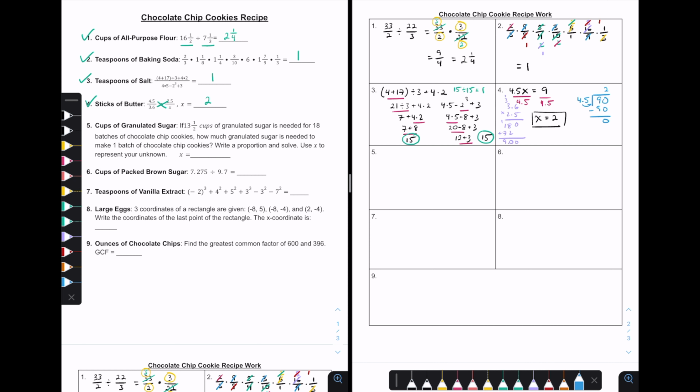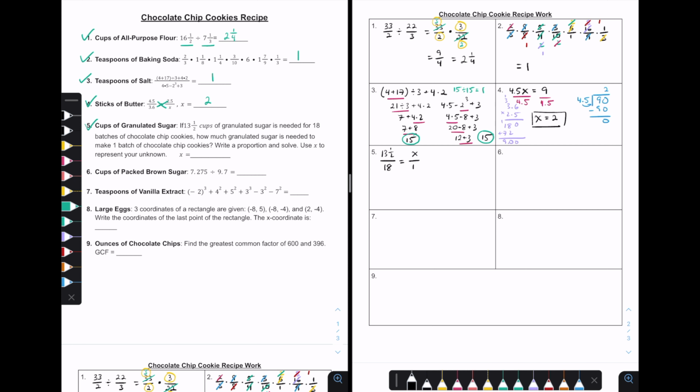All right, number 5, looking at just white sugar here, what we're going to do is see if we know 13.5 cups makes 18, we need to just make one batch, right? A proportion. Okay, so if we look at this being set up, 13.5 cups makes 18 batches. So the question is how many cups x will make one batch?